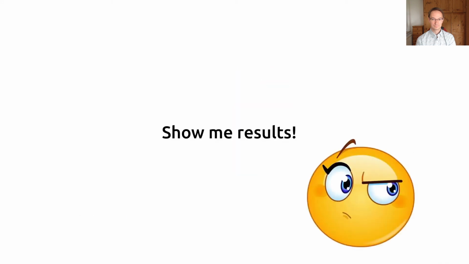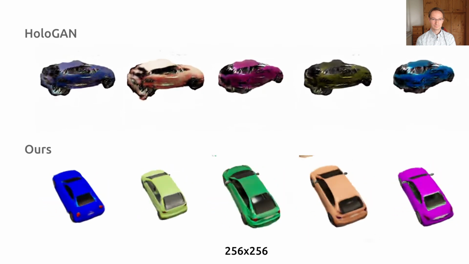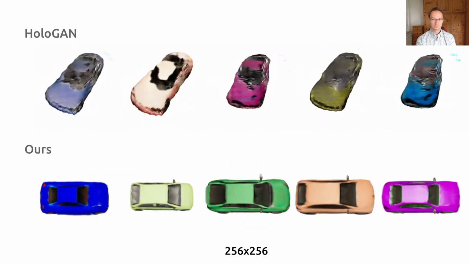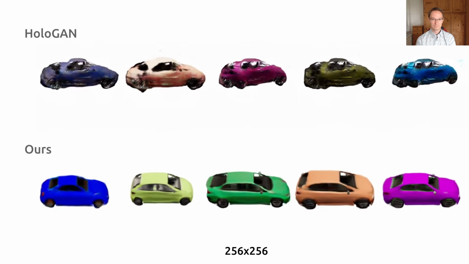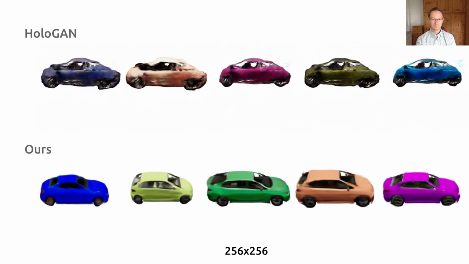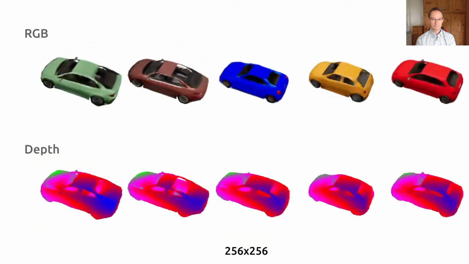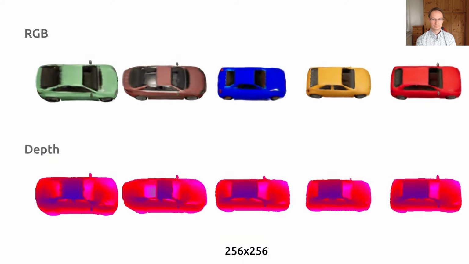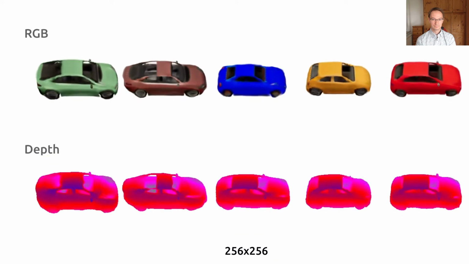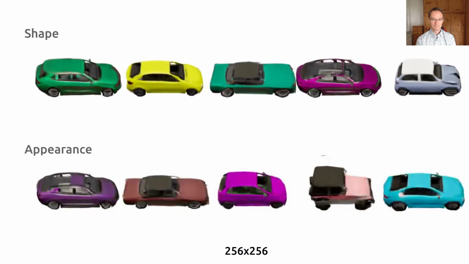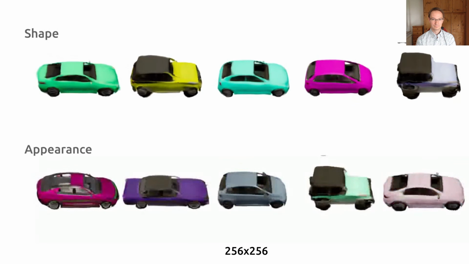Let's look at some results. While all methods work reasonably well for small images, at higher resolution, voxel-based approaches either get too memory intensive or fail to disentangle viewpoint and identity. Our method scales well to high resolution and further produces a depth prediction because we learn the full 3D object. The two latent codes allow to manipulate shape and appearance independently.